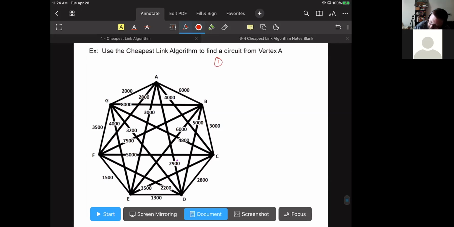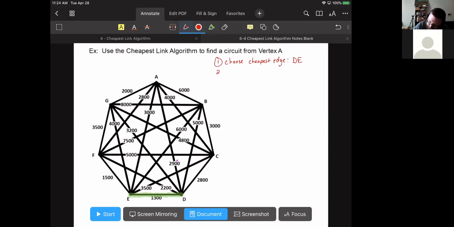Okay. We're going to start by choosing the cheapest edge. So take a minute, look at that picture, and find the cheapest edge in the entire graph. I am seeing that the cheapest edge in the entire graph is DE. Yep. There you go.